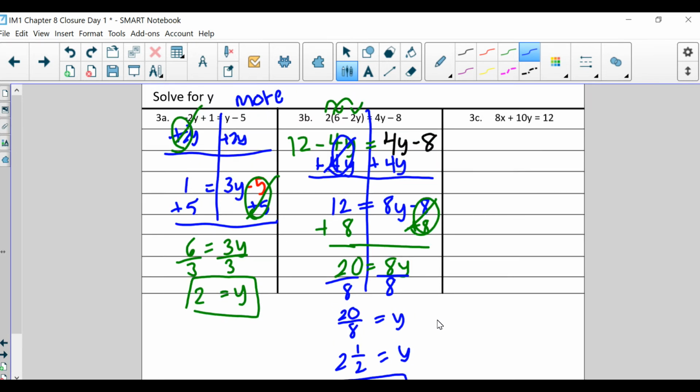Okay, last one here. This one we're solving for y, but I want you to notice that there's an x variable there. Don't worry about that. We can still take care of it. We want to isolate y. We want to make y on its own. So how do we do that? Subtract the 8x, of course, from both sides. Then that goes out of here.